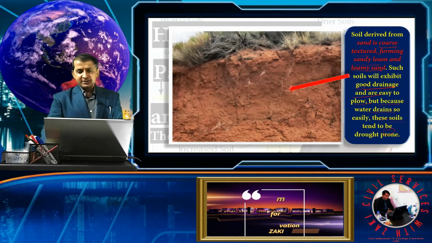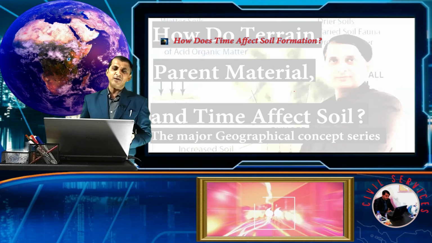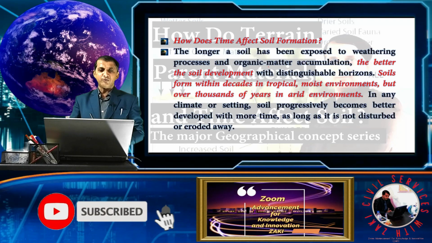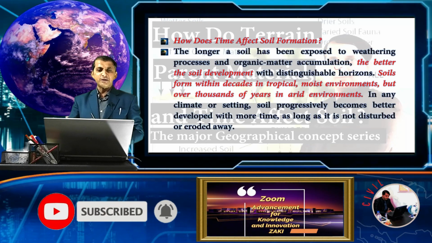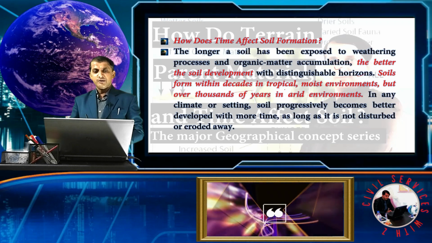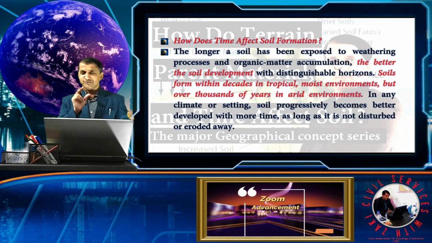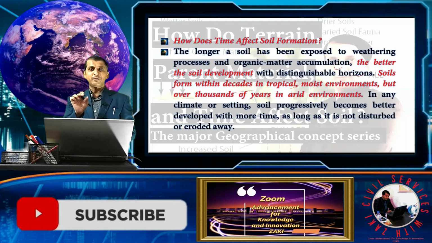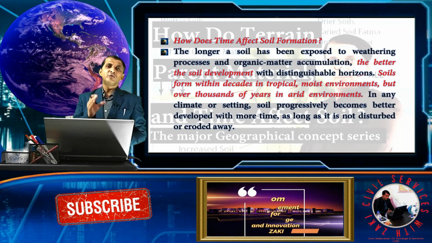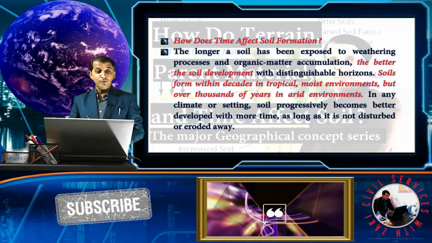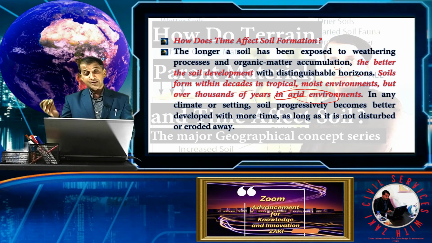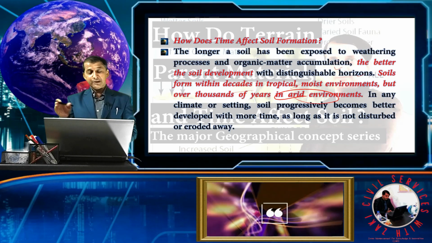Next we move forward and see how time affects soil formation. As you know, the longer a soil has been exposed to the weathering process and organic matter accumulation, the better the soil development, which distinguishes several horizons. Environment also plays a great role in soil formation. In a moist, humid, tropical environment, soil forms within decades. But in an arid environment, soil forms within thousands of years. So climate also impacts soil formation.